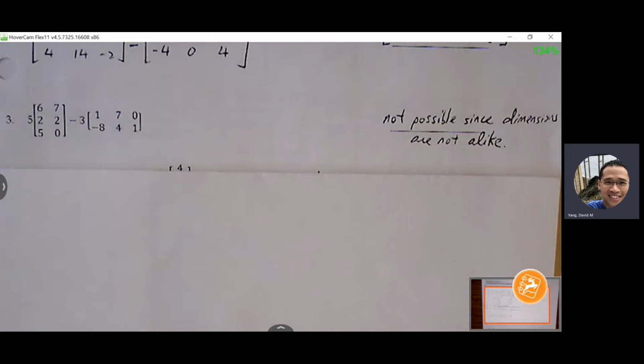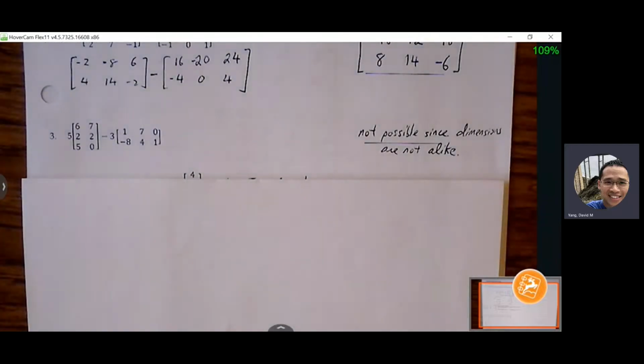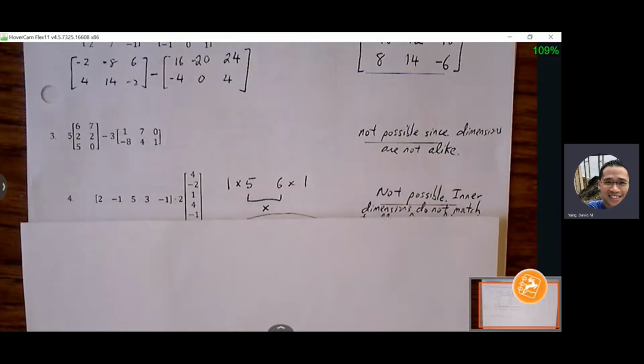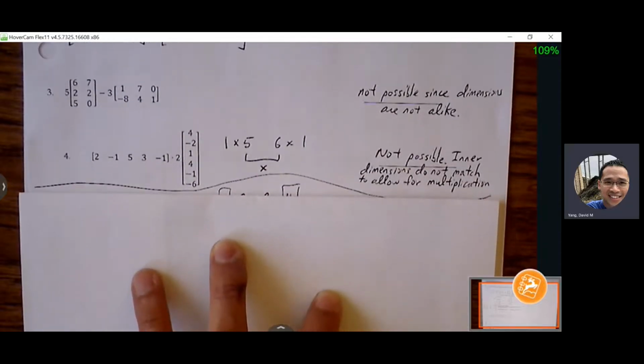Okay. What about number 4? Okay, what's wrong with 4? Yeah, inner dimensions have to be exactly alike. If they're not alike, then I can't go any further, right?